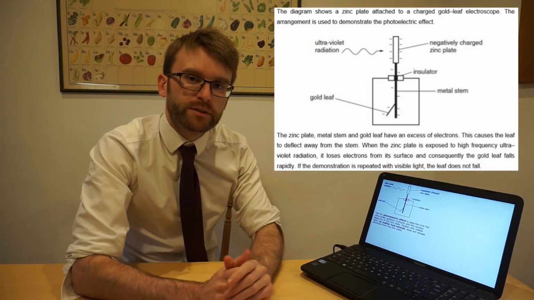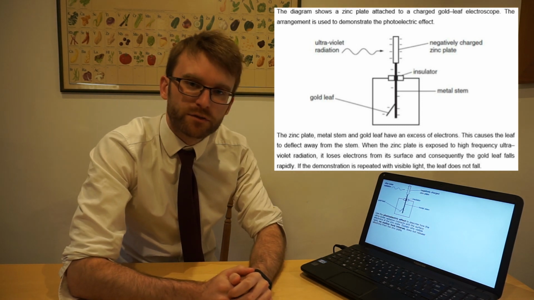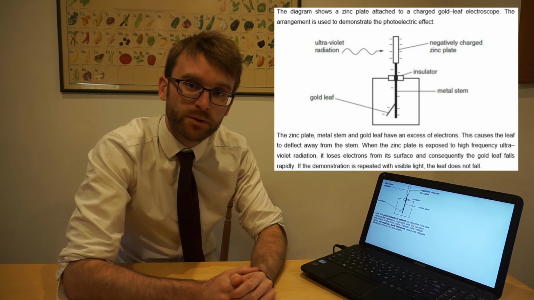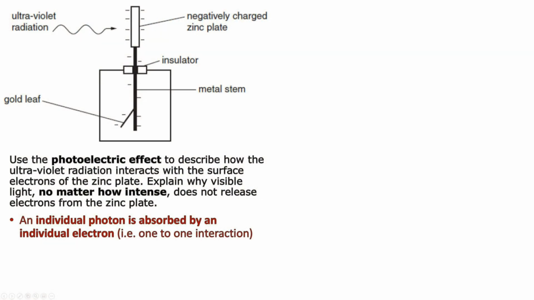Well, again, remember what I said before. There's one thing that you should write at the start of every single photoelectric effect standard answer. You should know what that is. If you don't, watch that video again. So we start with that. An individual photon is absorbed by an individual electron. It's a 1-to-1 interaction. Write it down every time.